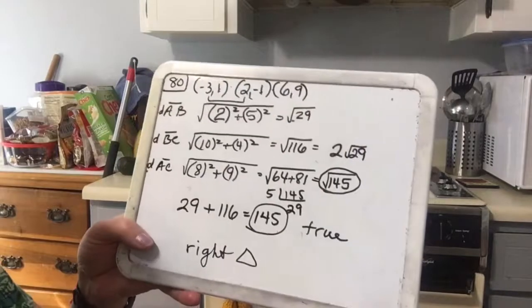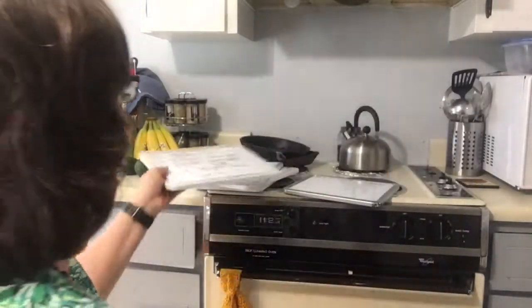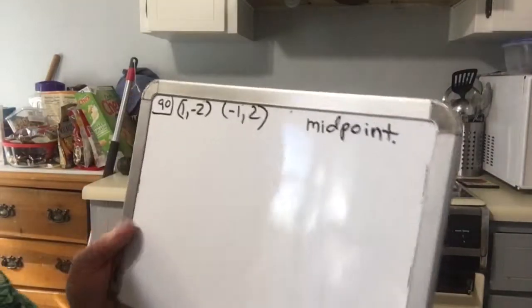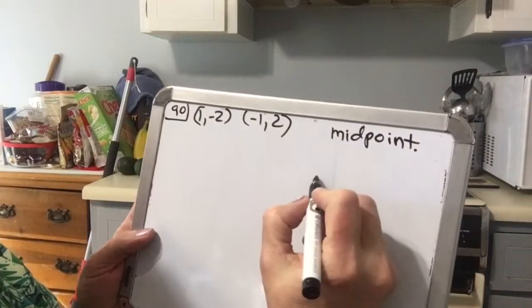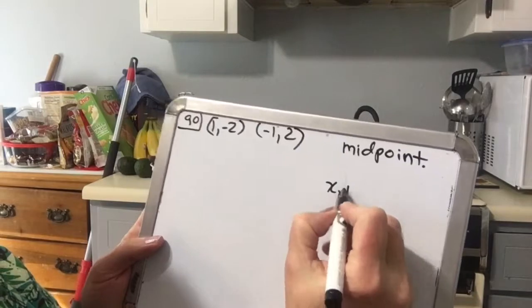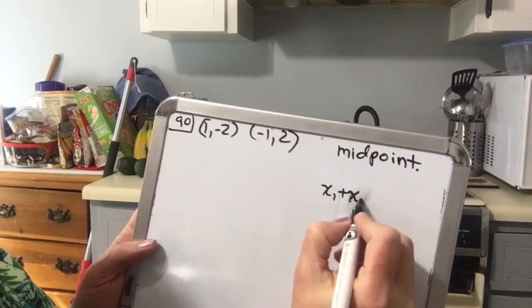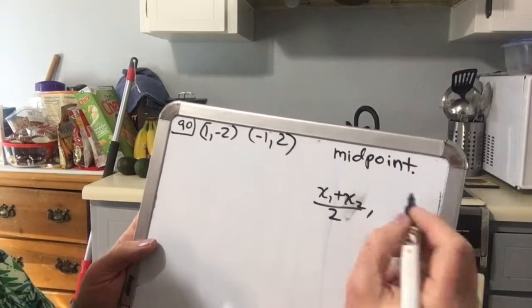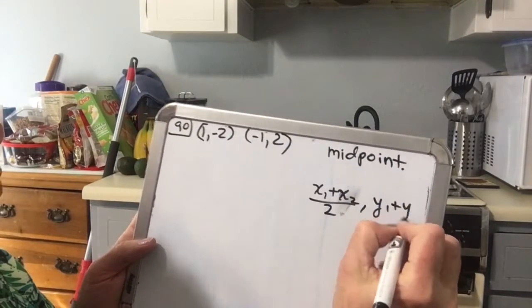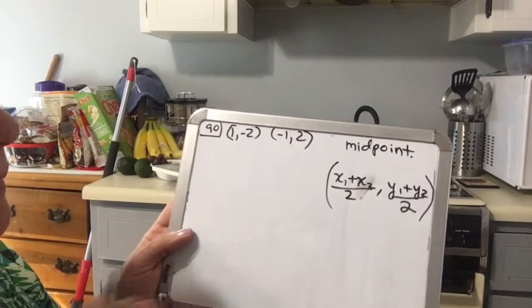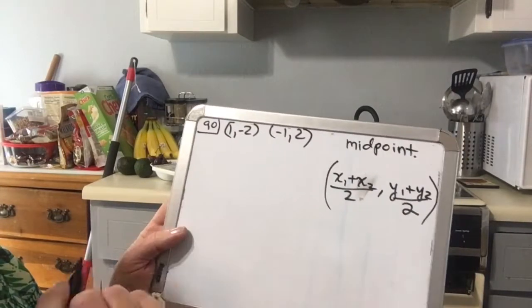Okay, so that one was number 80, and number 90 is a midpoint problem. So remember, when we're doing a midpoint, we're going to take x1 plus x2 divided by 2. It's an average. y1 plus y2 divided by 2. And we're going to make our new point, and it will be exactly halfway in between those.